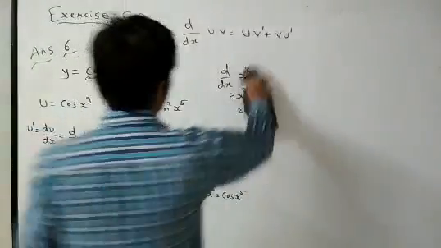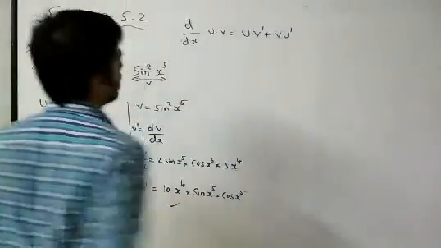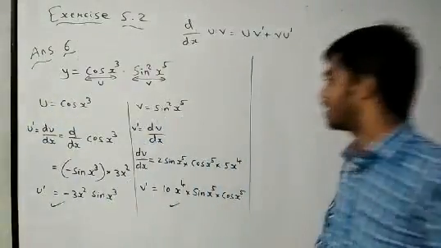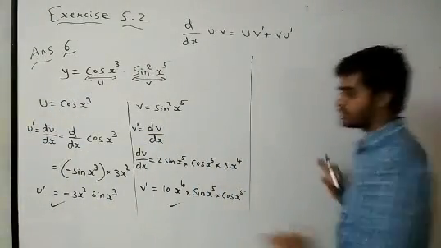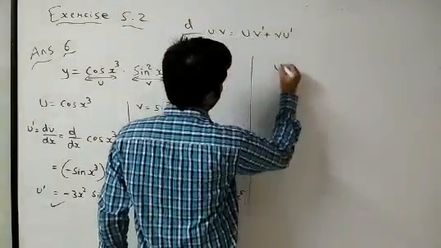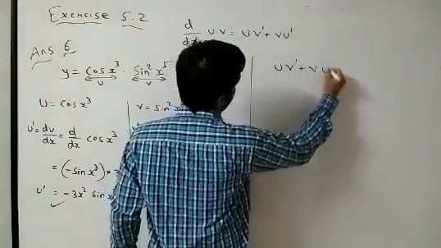Then you have to solve. See, solution and all, there are all concepts for 7th standard, 8th standard, 9th and 10th that you can solve. Now what we have to do? U dash. So u we will be writing first, that is u into v dash plus v into u dash.